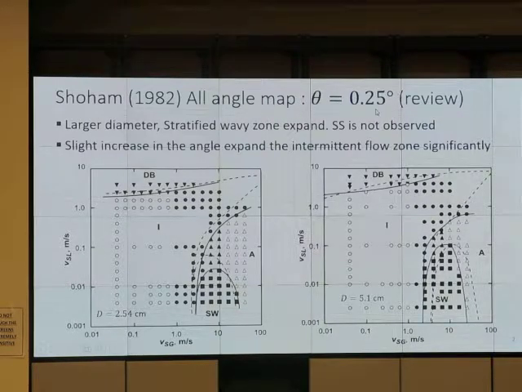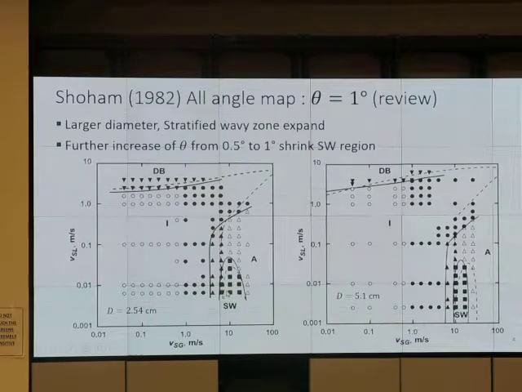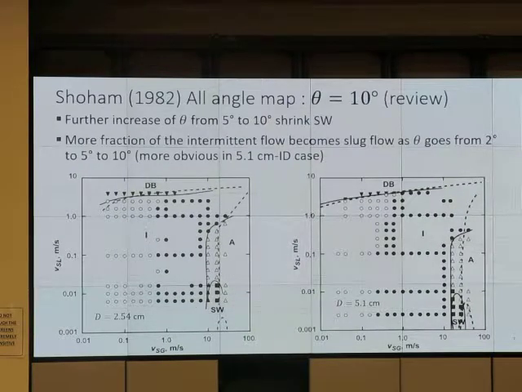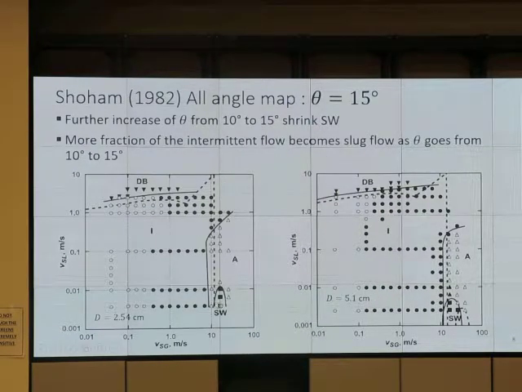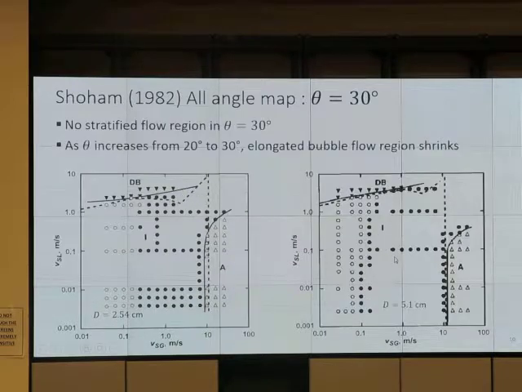Increase the angle just a little bit. Intermittent flow dominates everything. Stratified wavy shrinks, stratified smooth is gone. Increase the angle a little bit, stratified wavy shrinks more, 2 degree, 5 degree, 10 degree, 15 degree. You see stratified wavy kind of shrink. Eventually at 20 degree it is gone in some cases. So this is 30 degree.